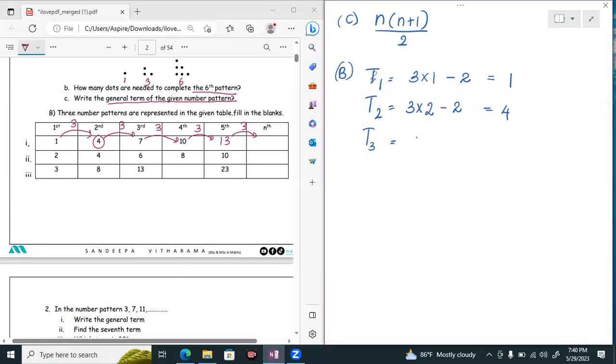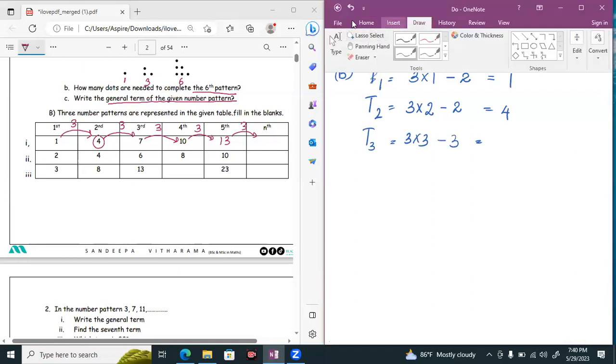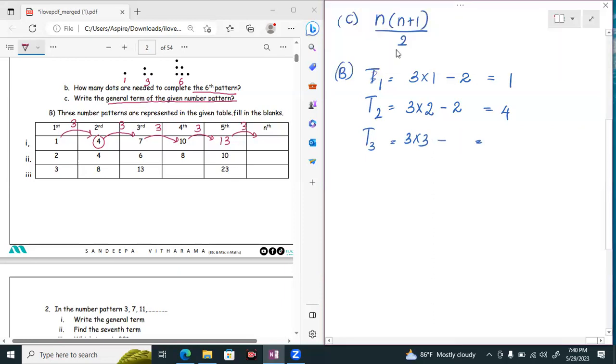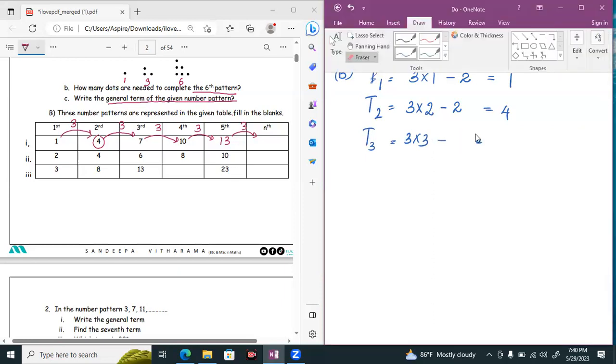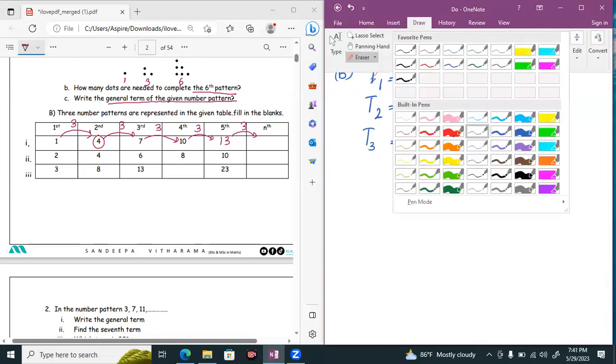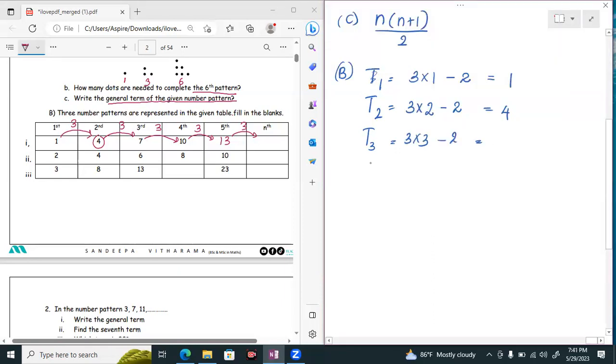3 into 3. 3 minus 2. Oh, sorry, minus 2, because to obtain 7, you have to subtract another 2. Answer is 7. Then Tn is 3 into n subtract 2.